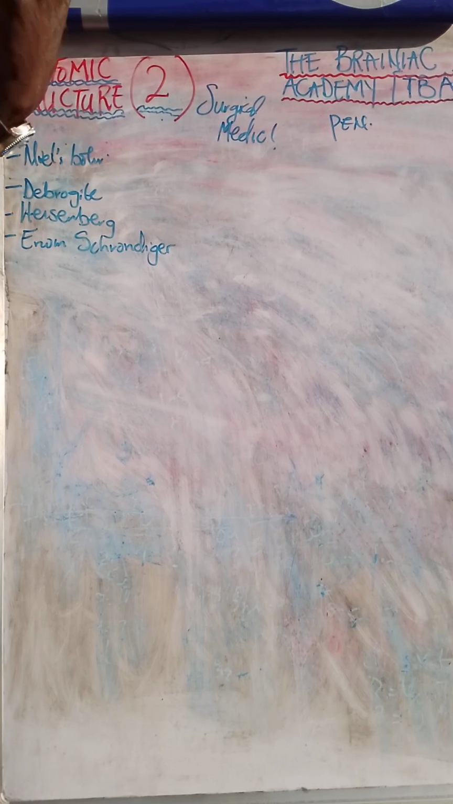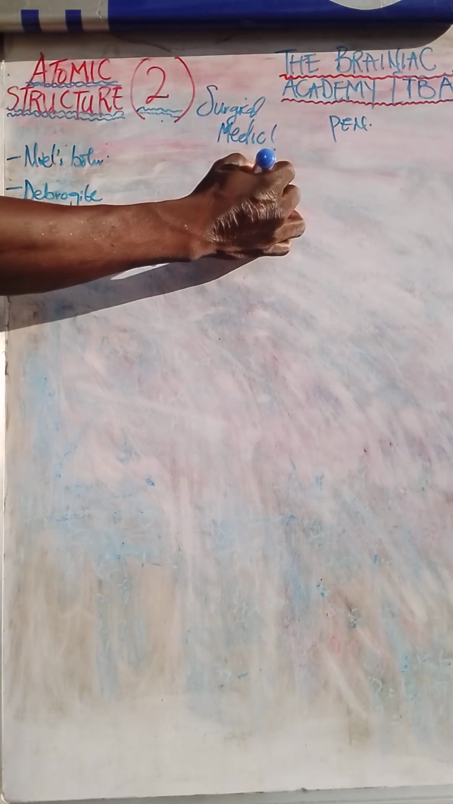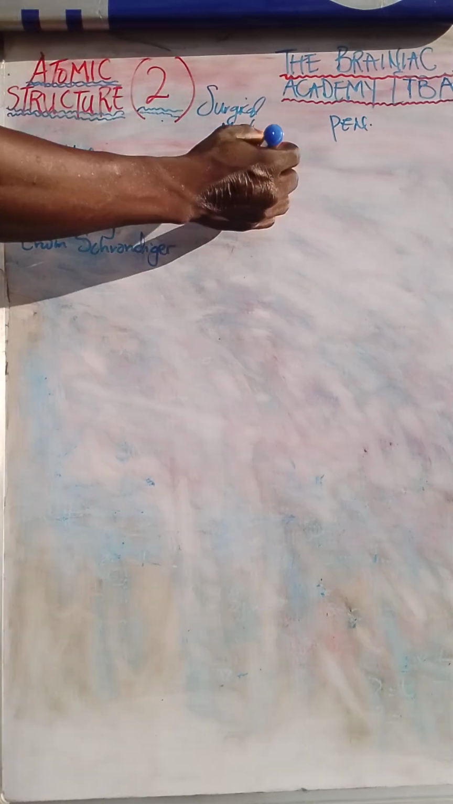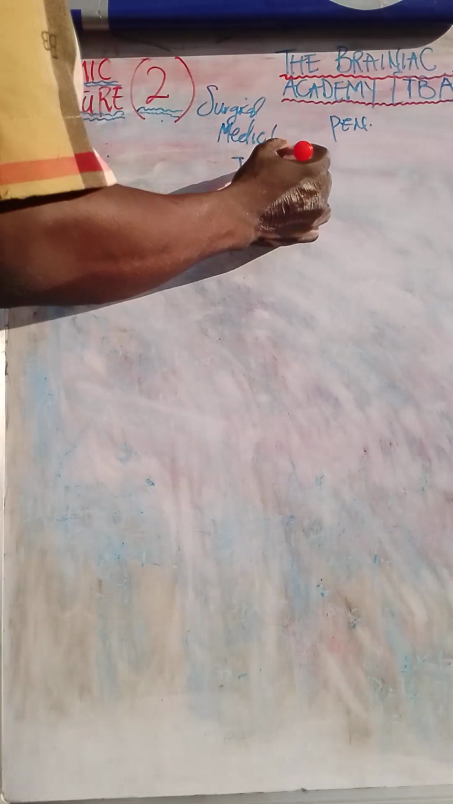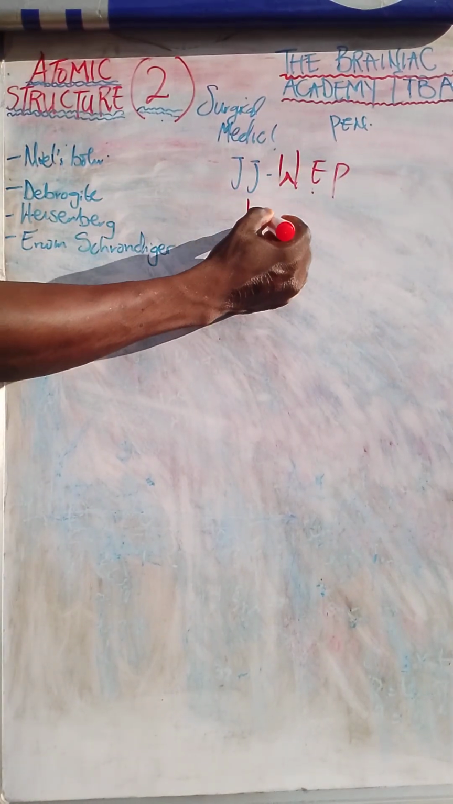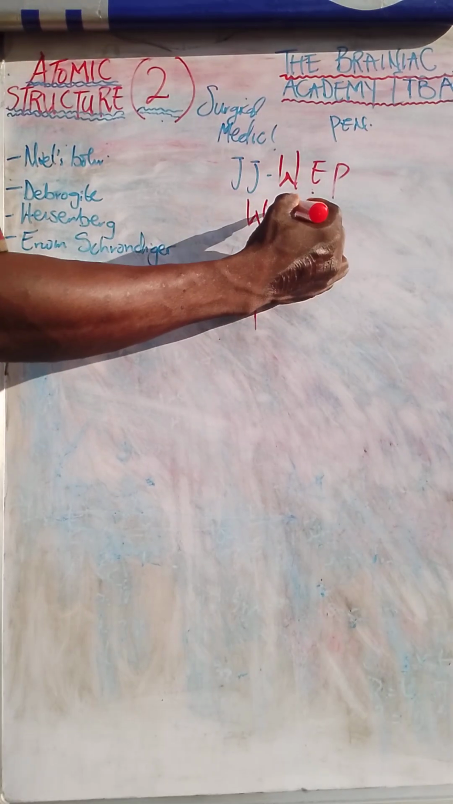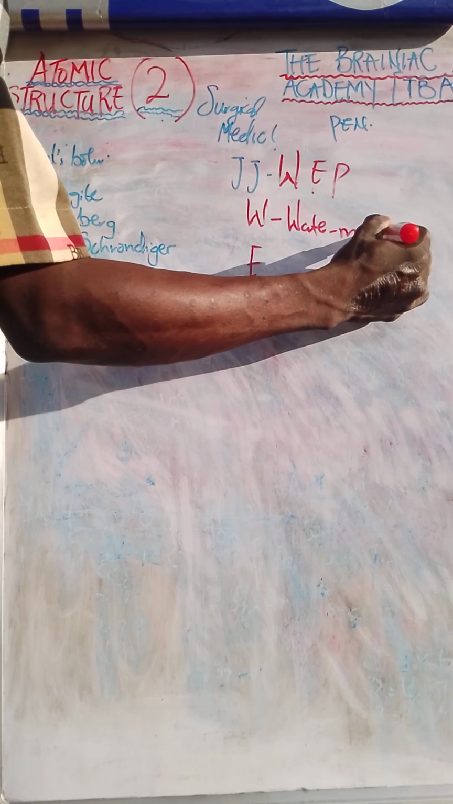Now in the last class I told you about the J.J. Thomson model of the atom. From my mnemonic bank, I call the name of his experiment WEP. Let me use my second marker. My W is telling you that the name of his experiment is the watermelon model.